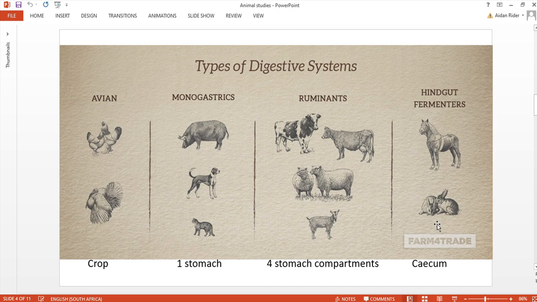The thing that you guys need to know very well is the difference between monogastric and ruminants, these two. The other two I just put here for interest's sake, and also so you guys know the difference. So horses are unique in that they are hindgut fermenters, but you need to know about the ruminants and the monogastric animals.